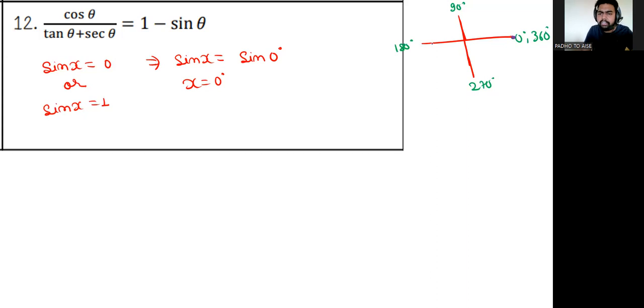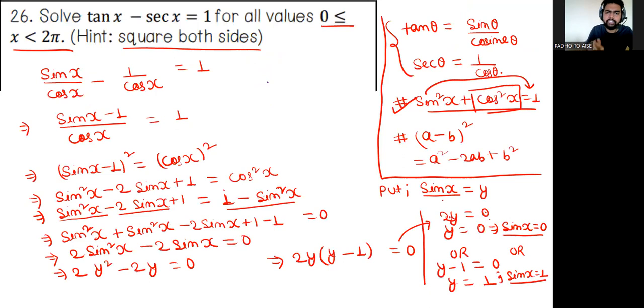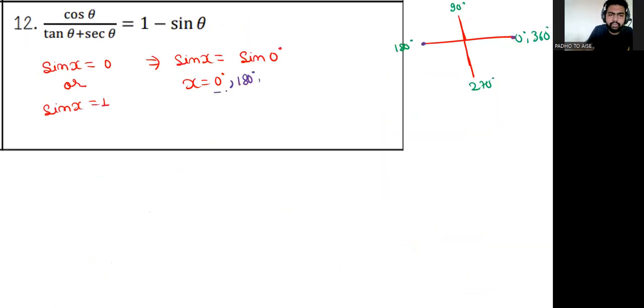So another 0 you are getting for sine is at 180 degree, so you will write 180 degree. Sine would also be 0 for 360 degree. If you calculate sine 180 in your calculator, you will get 0 as your answer. I can also take 360, but I cannot because here I'm restricted. They are asking for values less than 2 pi, that means less than 360. They are not asking me to include 360 right now, so I would not write 360. So these two are my answers from this equation.